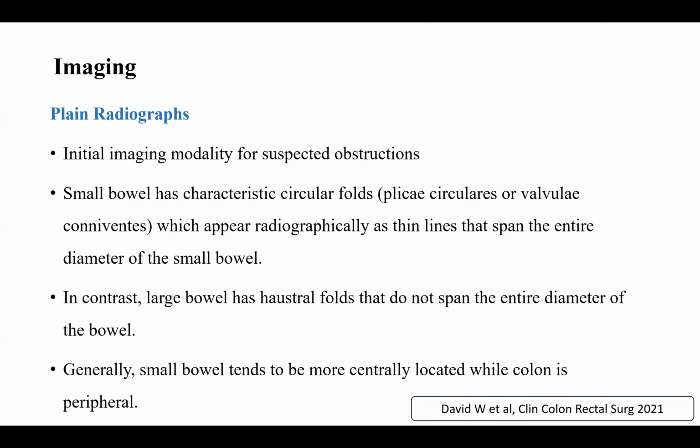Coming to imaging of these various subsections. How many slides have you got, man? Sir, another 10, sir. Okay, finish it.